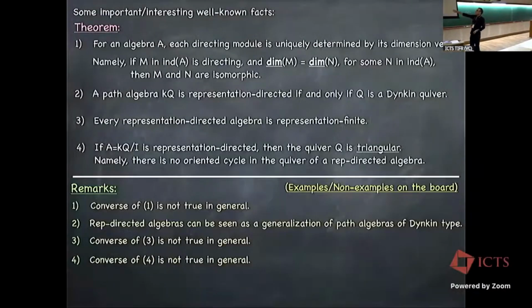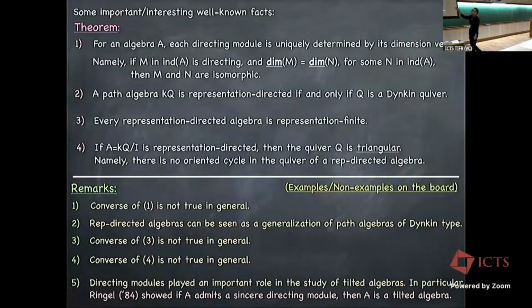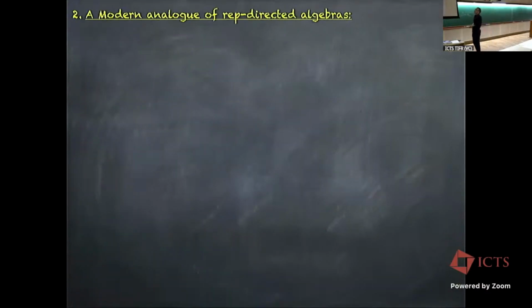The converse of 3 is not true in general. Also, the converse of 4 is also not true in general. So there are facts. But what is conceptually interesting about directing modules and representation-directed algebras is that they're very decisive in the study of tilted algebras, which we are not going to delve into in this talk. But that is some connection that others may care about.